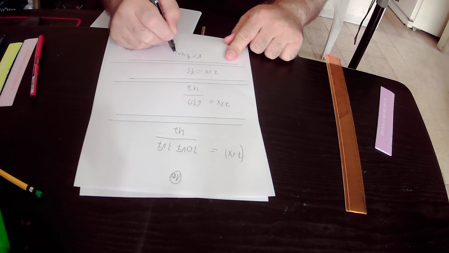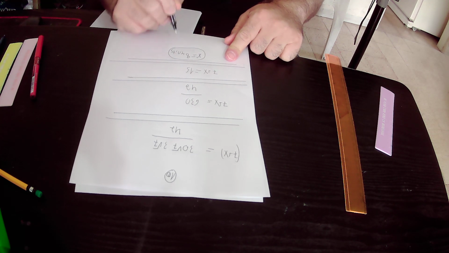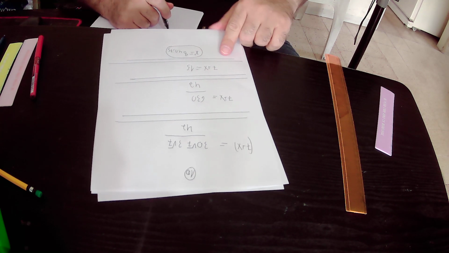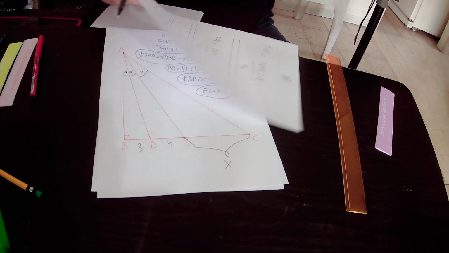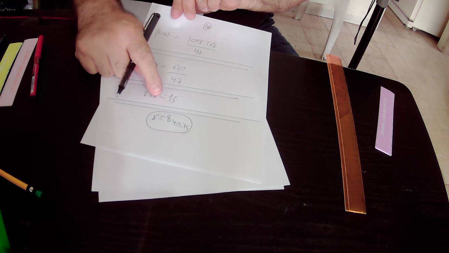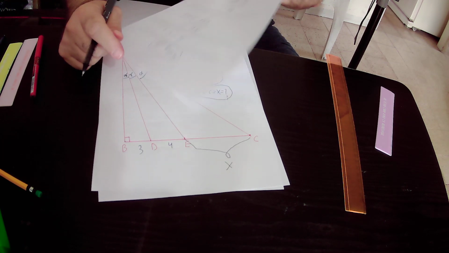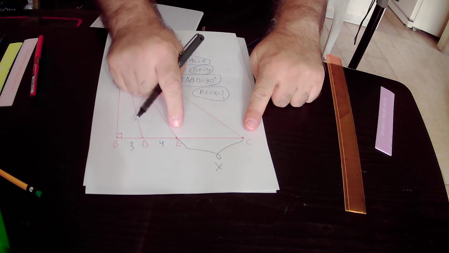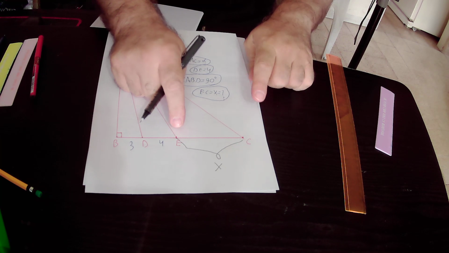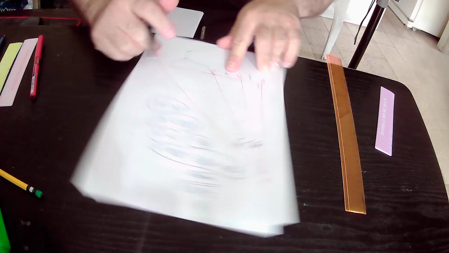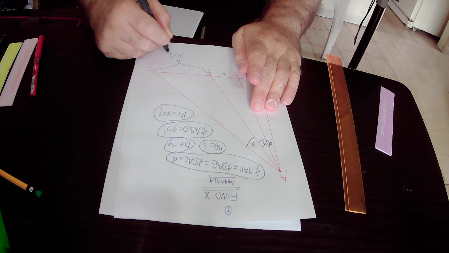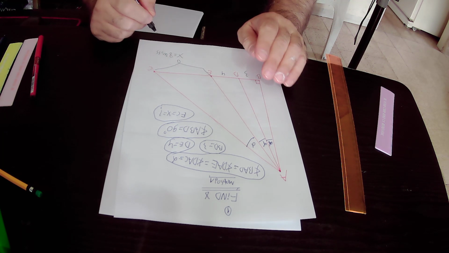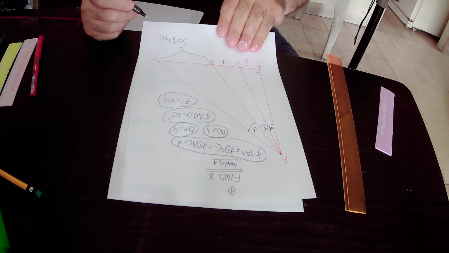So we found out that the value of x is 8 units. Okay, the value of x is 8 units. Here, the value of x that actually equals EC is 8 units. X equals 8 units. So we finished with the first method.